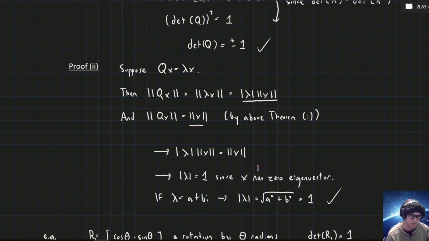So I mentioned that for orthogonal matrices, you're usually going to get complex eigenvalues. So in this case, we interpret the absolute value to be the length of the complex number in the complex plane. So if lambda happens to be complex, it will be of the form a plus bi. Then the length of lambda, the complex number, is going to be this expression here, and that will always equal 1.